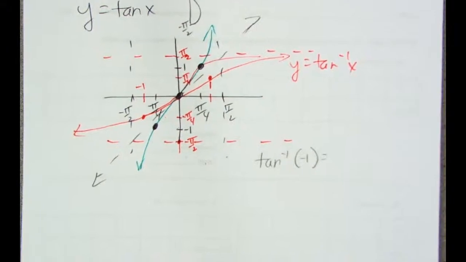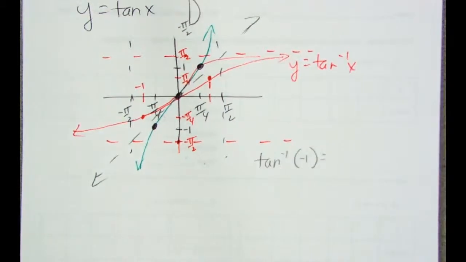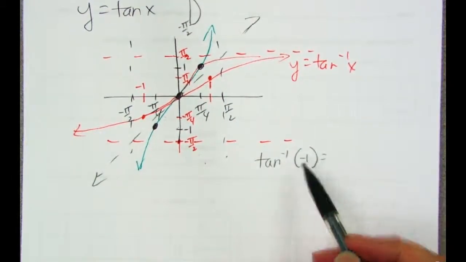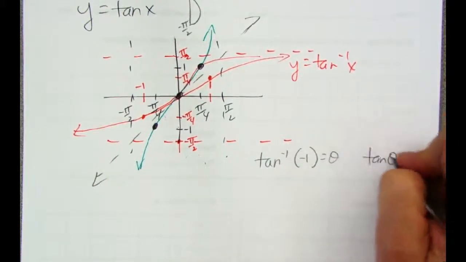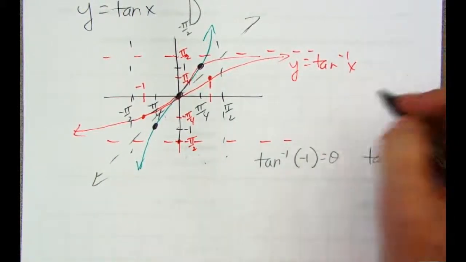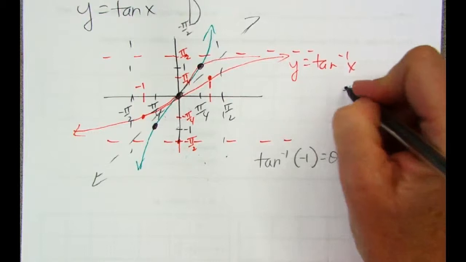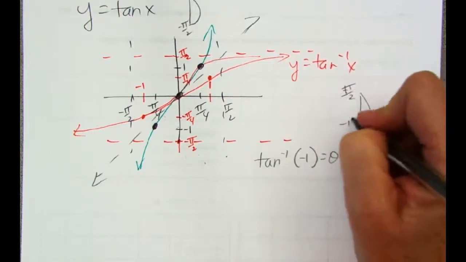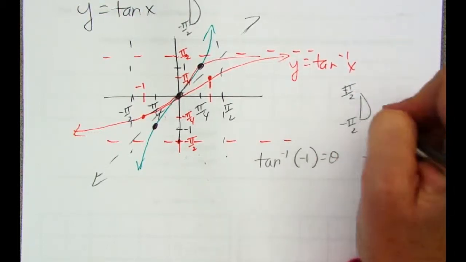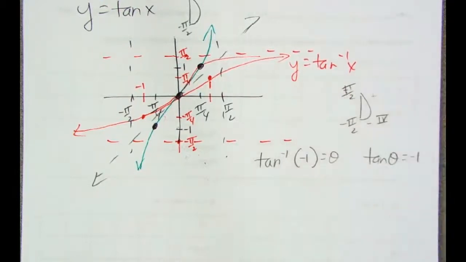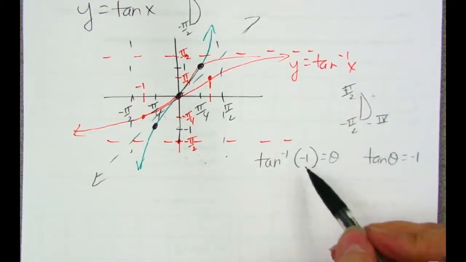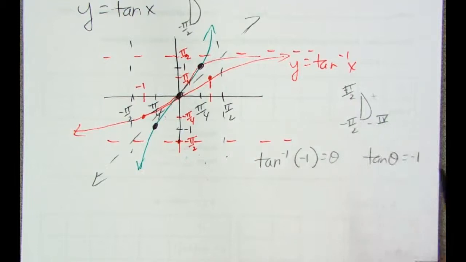So let's try some problems. Inverse of tangent of negative 1 equals what theta? Well, let's write it this way. Tangent of theta equals negative 1. So my cute little picture is like this, positive pi over 2 to negative pi over 2. This is a negative answer, so I'm down here in quadrant 4 somewhere, because that's where it's negative, and this is where it's positive. And so where might I get a negative 1? Down here.